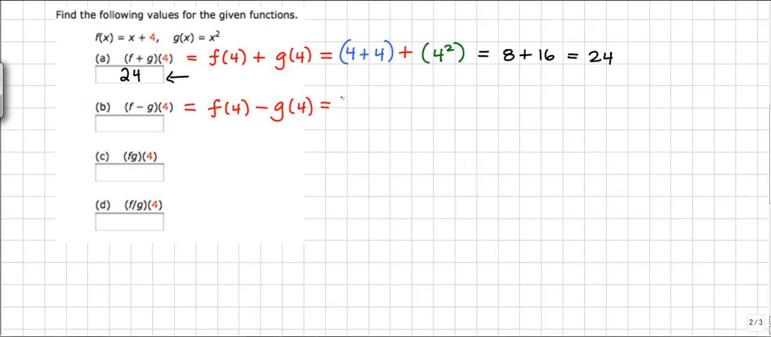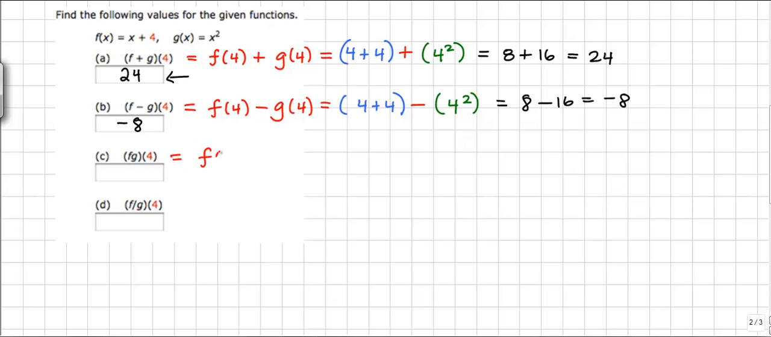F of 4, again, is 4 plus 4, minus g of 4, again, is 4 squared, using the formula for g. And we have 8 minus 16 for an end value of negative 8. Okay.